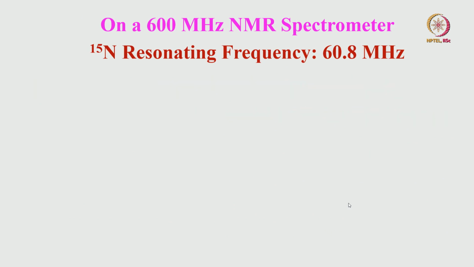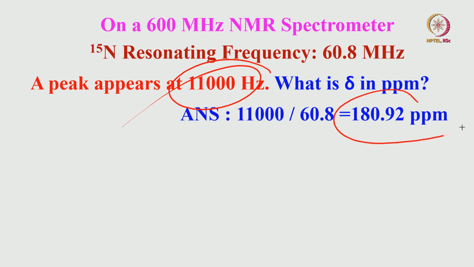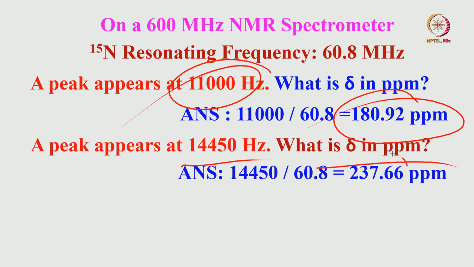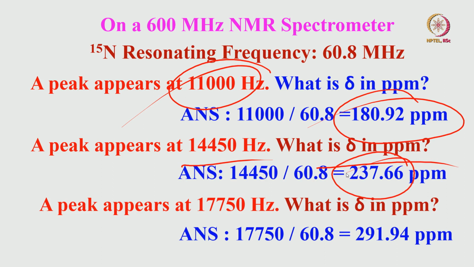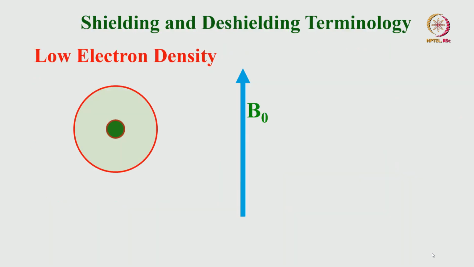Same way I can ask a question, in a nitrogen 15 in a 600 megahertz spectrometer, a peak is coming at 11,000 hertz. What is its value in ppm? You have to start dividing, you get 180 ppm. Another peak at 14,450, what is value in ppm? It turns out to be 237.66 if you divide by 60.8 megahertz. Same like this. Another peak coming at 17,750, if I ask you what is its value in ppm, simply you have to divide by resonating frequency. This is the ppm value for nitrogen 15 in a particular spectrometer.